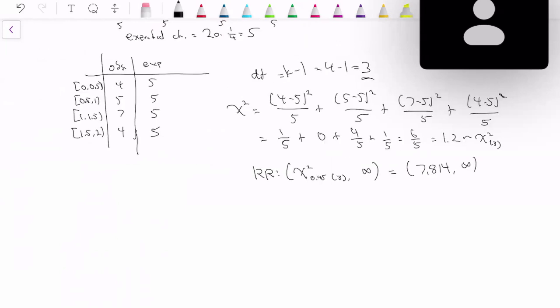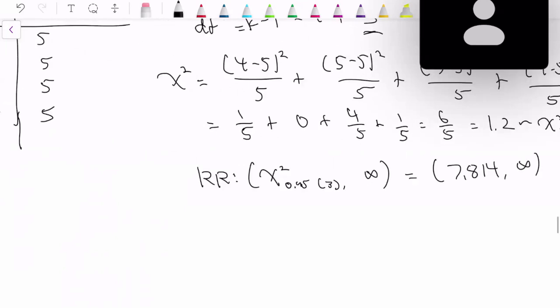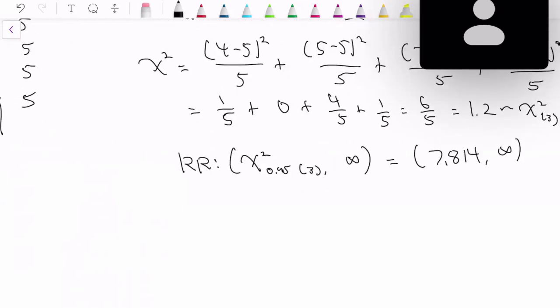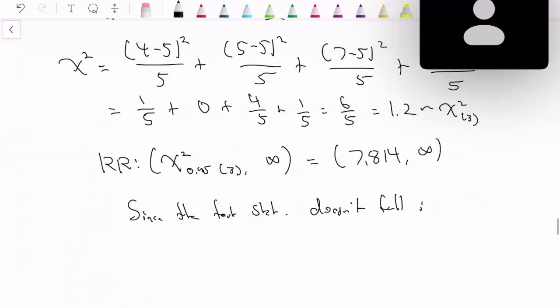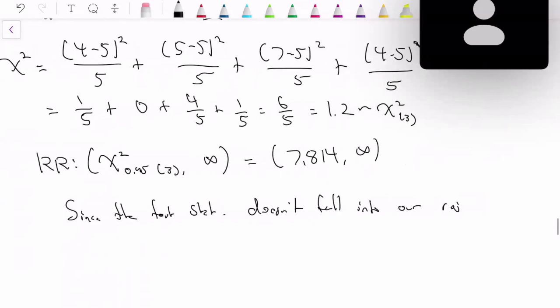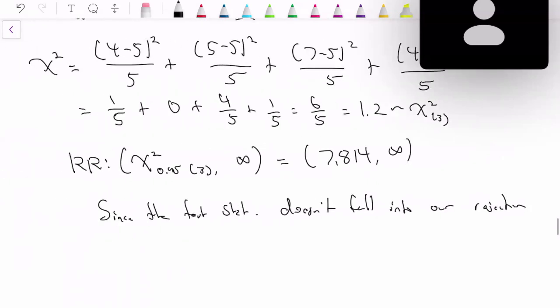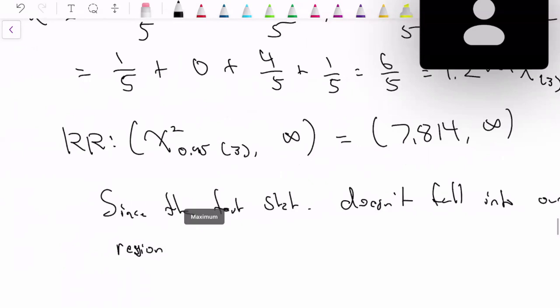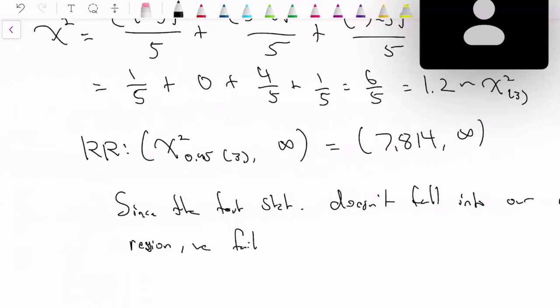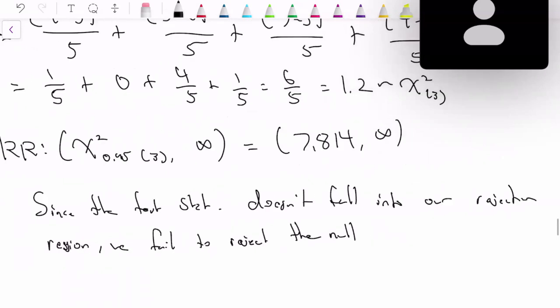And so we conclude, since the test statistic doesn't fall into the rejection region, we fail to reject the null hypothesis.